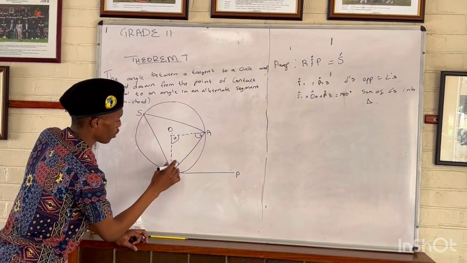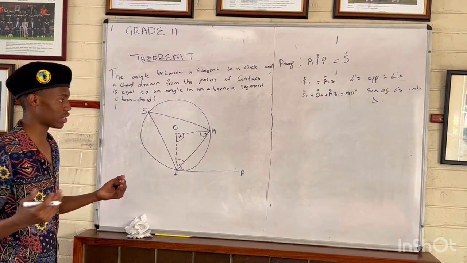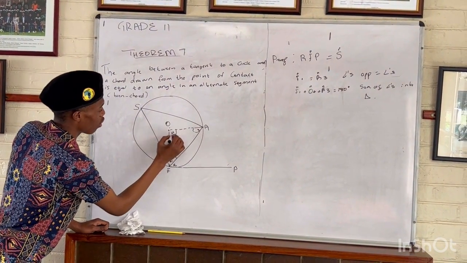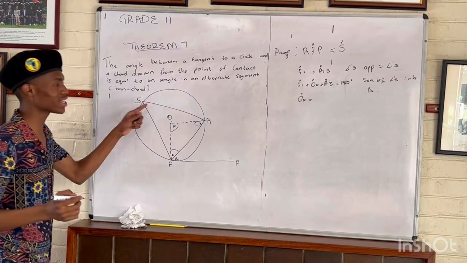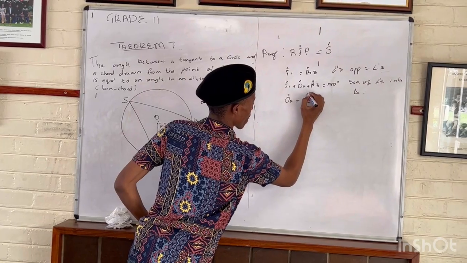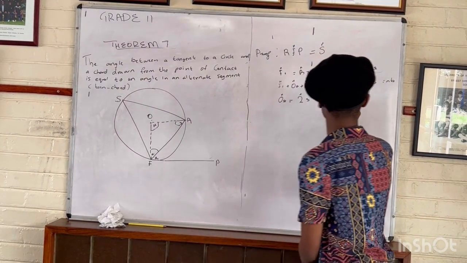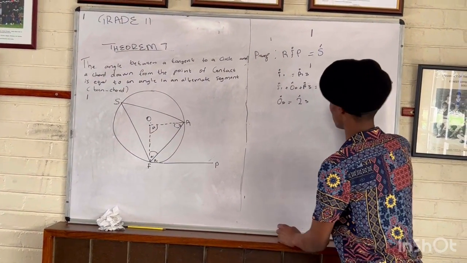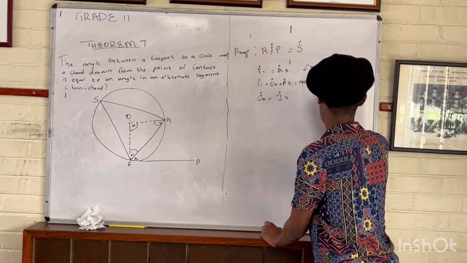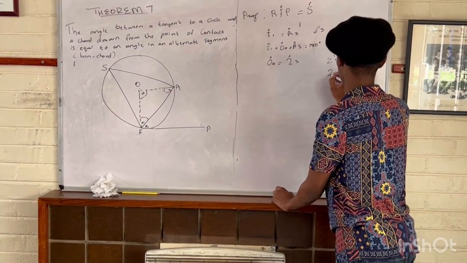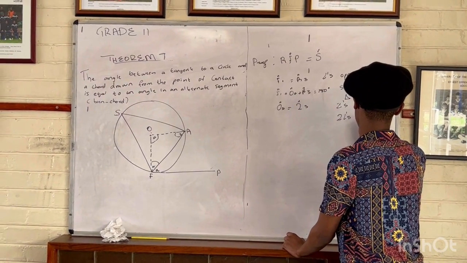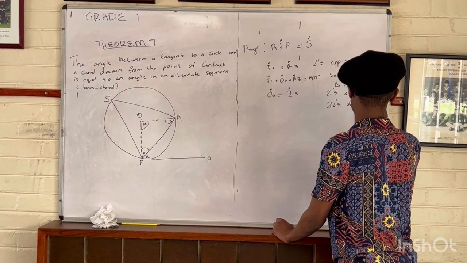So then 1, 2, 3, they are supplementary. Then we can say that angle O4 is equal to twice angle S. The reason being, angle at the center is equal to twice angle at the circumference.